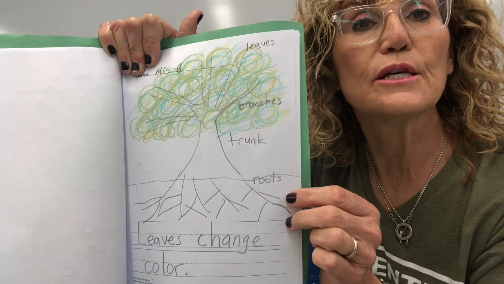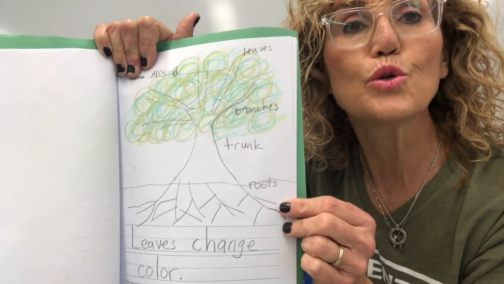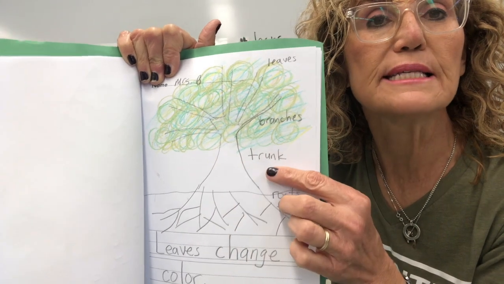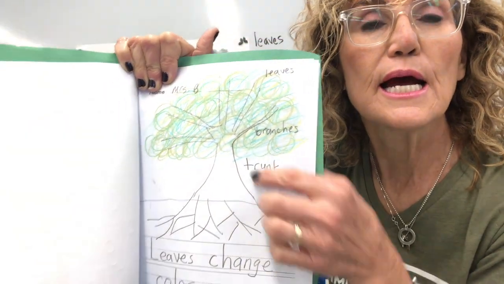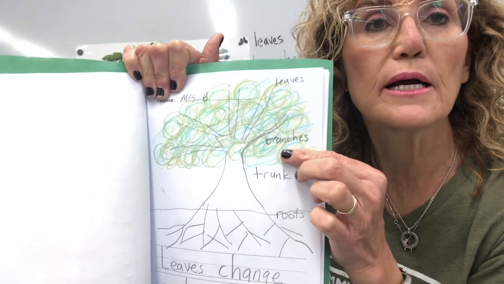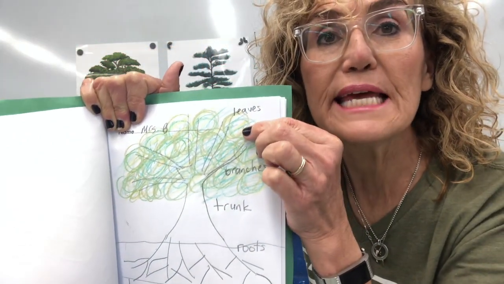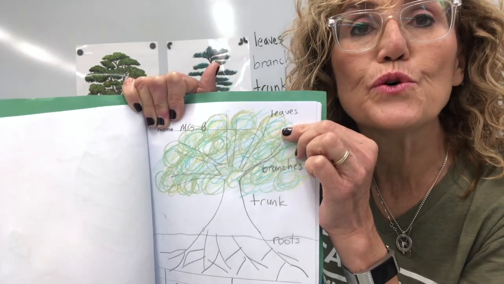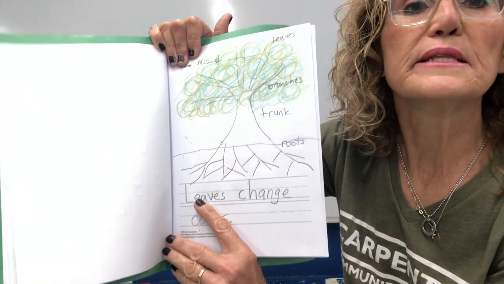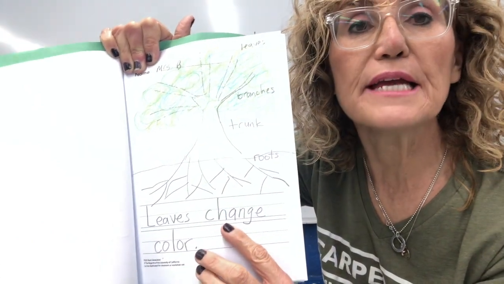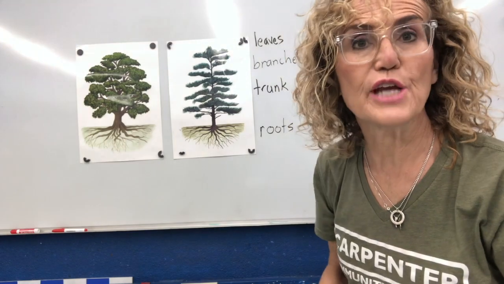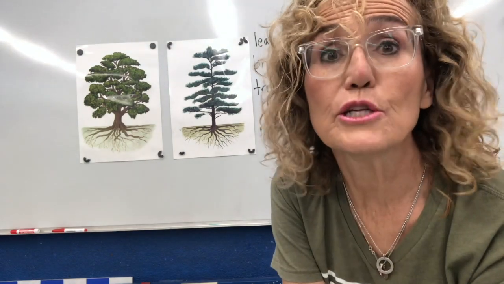The part that's in the ground are the roots. The main stem of the tree is the trunk. There are some branches that come off the trunk. And there are leaves that make food for the tree. And then I wrote, leaves change color. Now, you don't have to write leaves change color, but if you would like to, it would be a great thing to do.